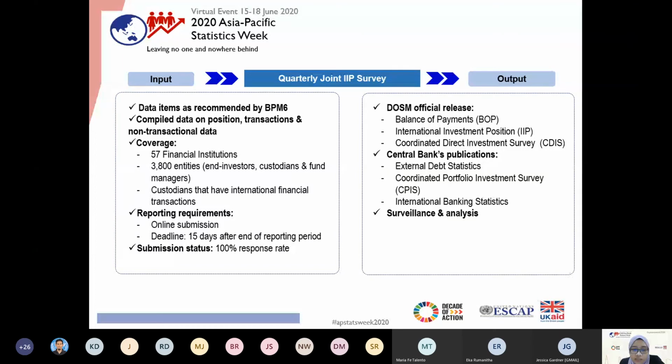The reporting requirement is online submission, and the deadline is 15 days after the end of the reporting period. In applying this system, we have received a 100% response rate towards the end of collecting this data. As for output, DOSM is the official compiler for balance of payments, the international investment position statistics and the coordinated direct investment survey. Bank Negara, the central bank, publishes the official releases for external debt statistics, the coordinated portfolio investment survey, and international banking statistics.